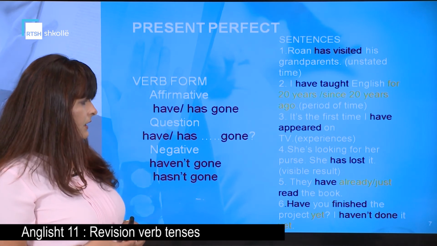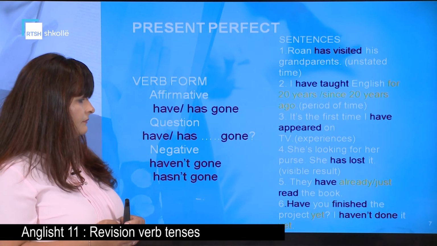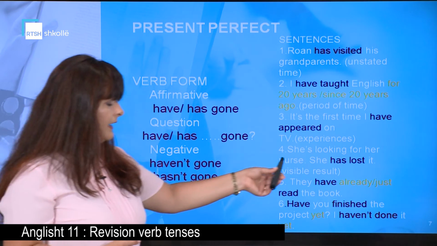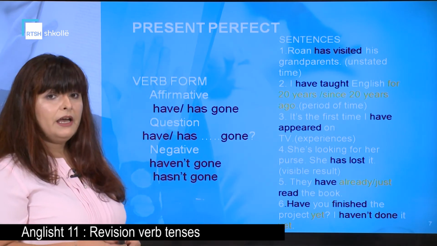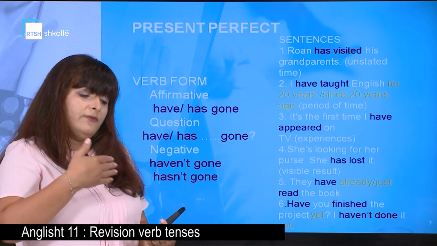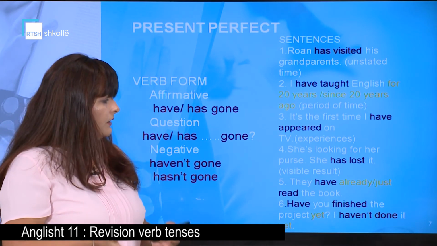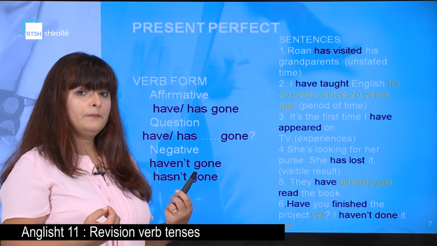The fourth one: she is looking for her purse. She can't find her purse. And the sentence is, she has lost it. What is that? An action in the past with a visible result in the present. Which is the visible result? The visible result is she is looking for something.